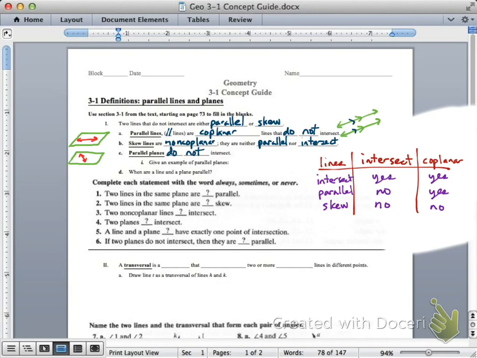Okay, so this chart by itself will help simplify answering these questions. Go ahead and pause the video. It should take you just a minute to answer these 6 questions. Give them a shot. Okay, hopefully the chart helped you to answer these questions. If not, we'll talk about it.